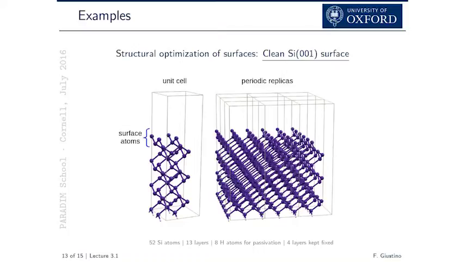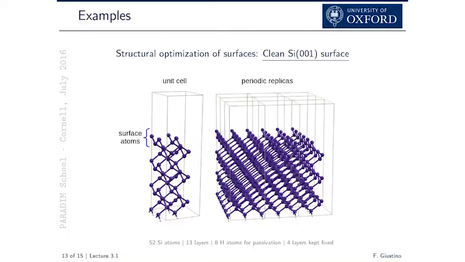So this is an example of something already very old, which is the surface reconstruction in silicon. So maybe around 98, 99, there was a lot of interest in silicon surfaces and interfaces with the oxide of silicon for electronics. So there was interest in understanding what is the stable form of the clean silicon 001 surface. So you can try to do this by calculations. How would you go about that?